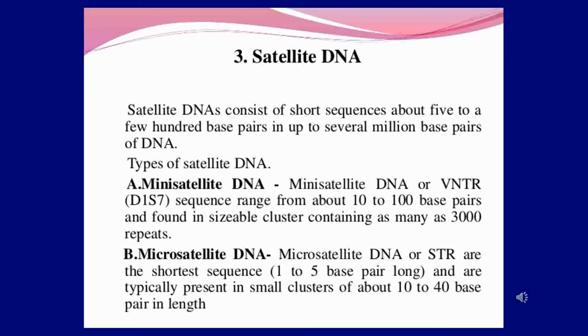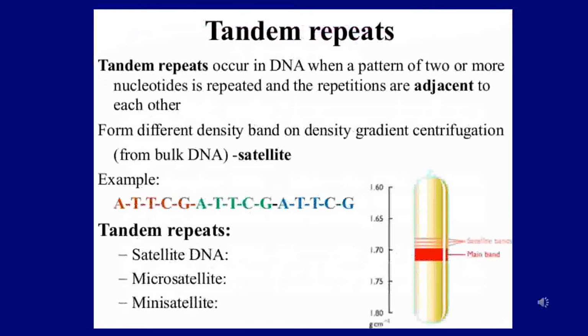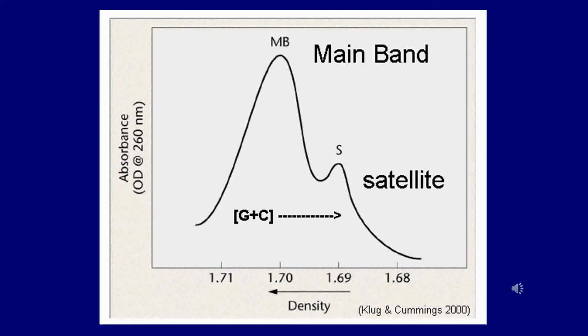This satellite appears as the representation of repetitive DNA, tandemly repetitive DNA. In this picture, you can see how the satellite bands and the major band or the main band are appearing along the length of the gradient gel. This picture shows the graphical representation of the main band and the satellite band.